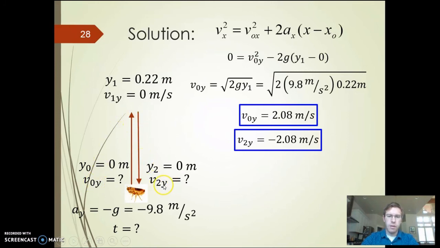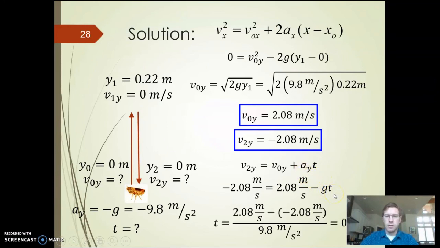Lastly, to find the total hang time, I will now evaluate from point 0 all the way up and back down to point 2. So I'm going to use that first equation of motion, but now between points 0 and 2. So I need both of these velocities. Velocity at point 2 is negative 2.08 meters per second. Velocity at point 0 was positive 2.08 meters per second. And then we have minus acceleration, which is gravity times time. So rearranging and solving for the time, we should find that we get 0.424 seconds. So a hang time of nearly half a second.